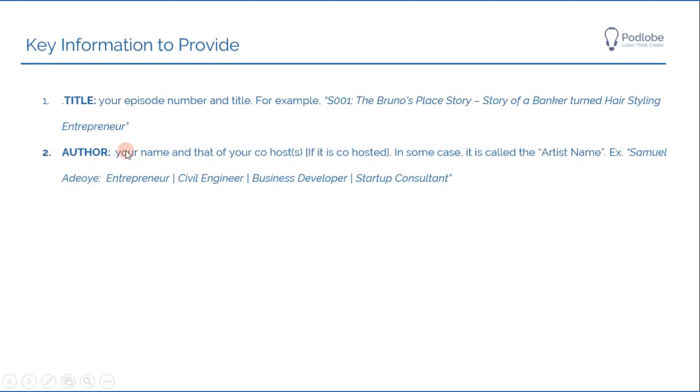This is followed by the author name. Now, this is essentially your name and that of your co-host if it's co-hosted. In some cases, in some MP3 tags, it is called the artist name. So, for example, you have Samuel Adiri and you have some keywords in front of my name.